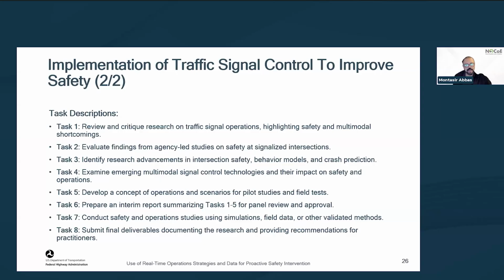And then examining emerging multimodal signal control technologies. So we don't just want to look at vehicles, but also other modes of transport, and develop a concept of operation and scenarios for pilot studies. And then after the interim report, conduct safety and operation studies using both simulation and field data and any other validated method that could be brought up, whether from the field or different fields as well. Next slide.